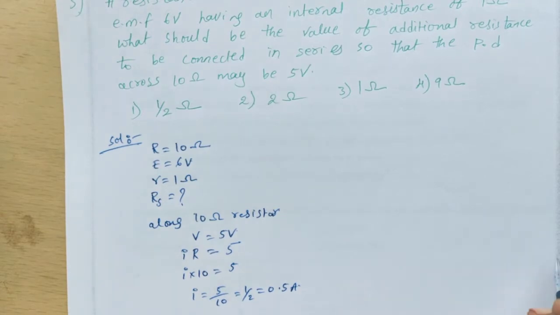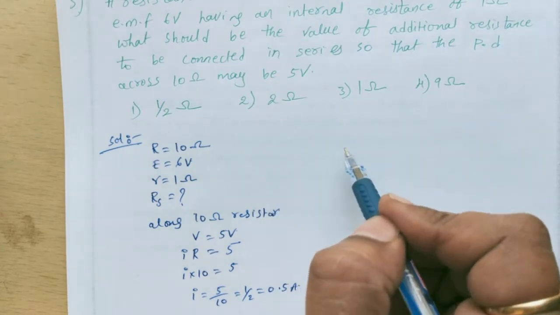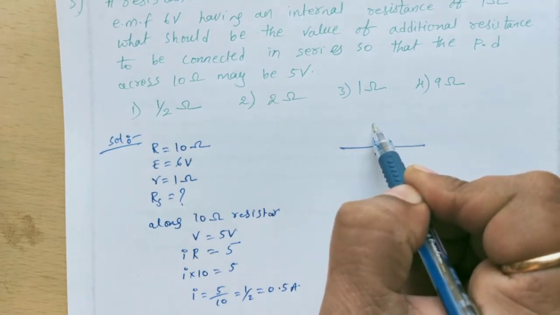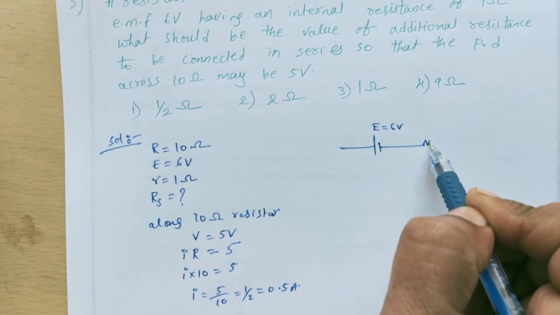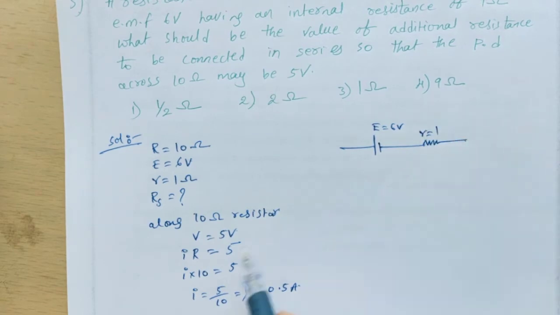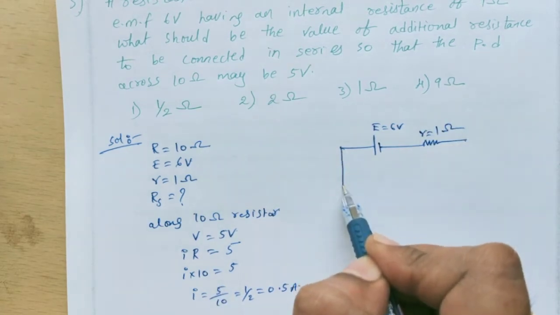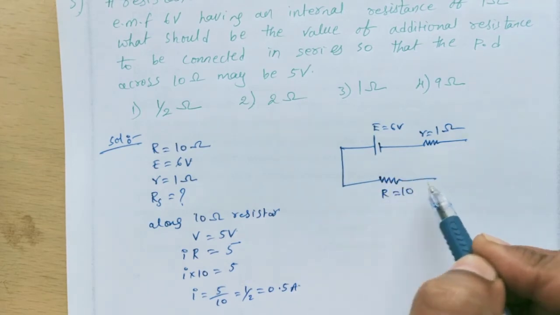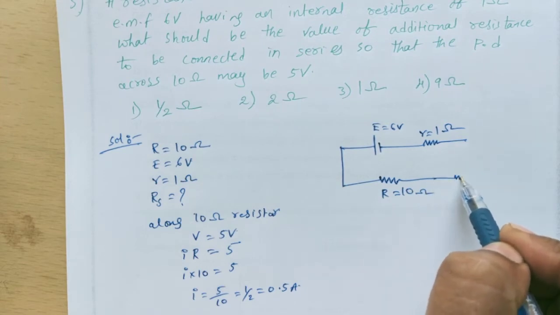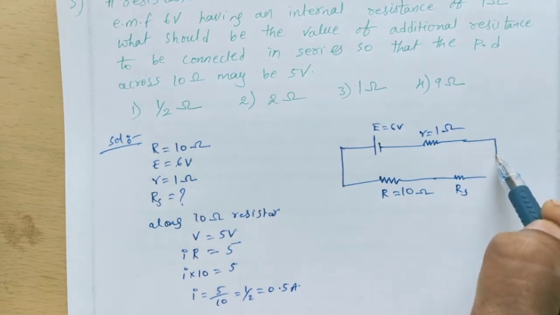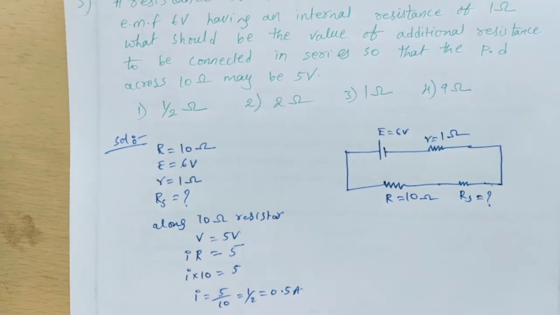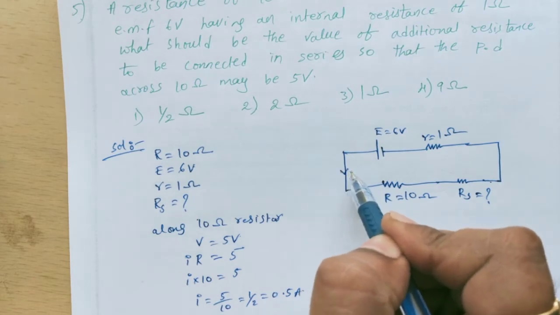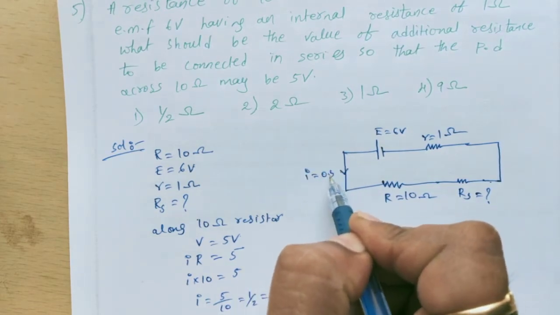are finding. So for understanding purpose, see students, I am drawing one diagram here. This is one battery having EMF E is equal to 6 volts. In this, some internal resistance small r is equal to 1 ohm is present. Here the external resistance R is equal to 10 ohms is given. Additionally, some Rs is introduced. So we want to find out this Rs value. In this entire circuit, how much current do we observe? I value is equal to 0.5 observed.